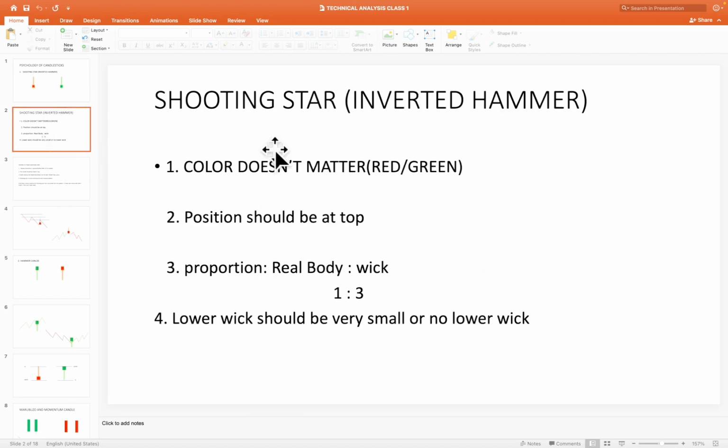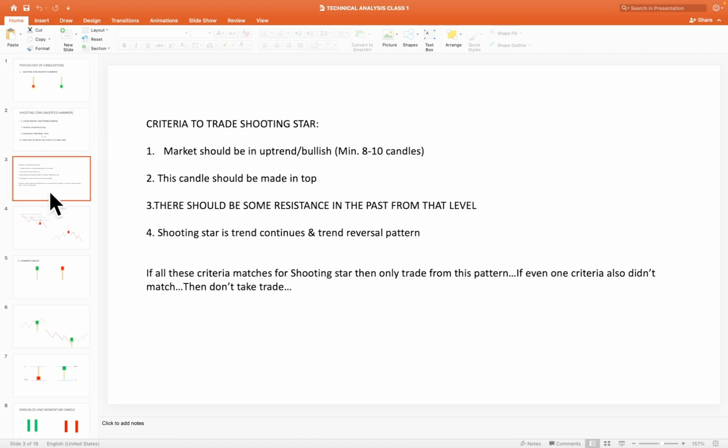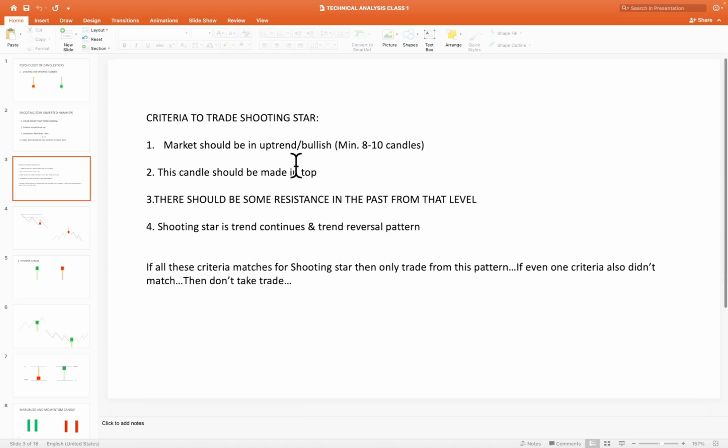So there's hammers and there's inverted hammers, or shooting stars. So it's like the normal hammer and the Thor hammer. That's how I'd like to call it. That's the Thor hammer. So basically, to trade a shooting star or a Thor hammer, the market should be in a bullish market, 8 to 10 candles. So a pattern of trades, and this is based on intraday trading. The candle should be at the top fundamentally.